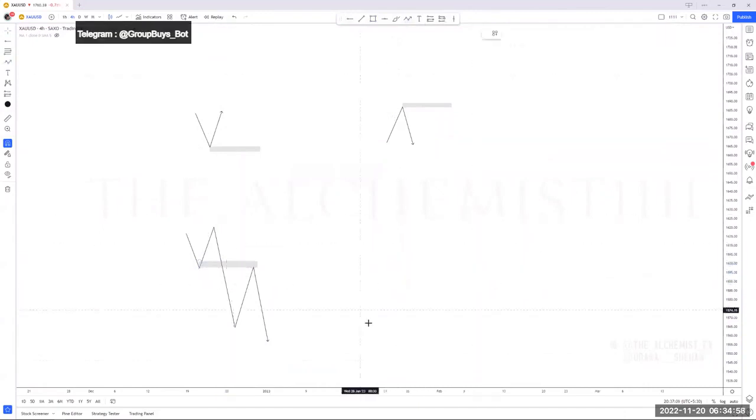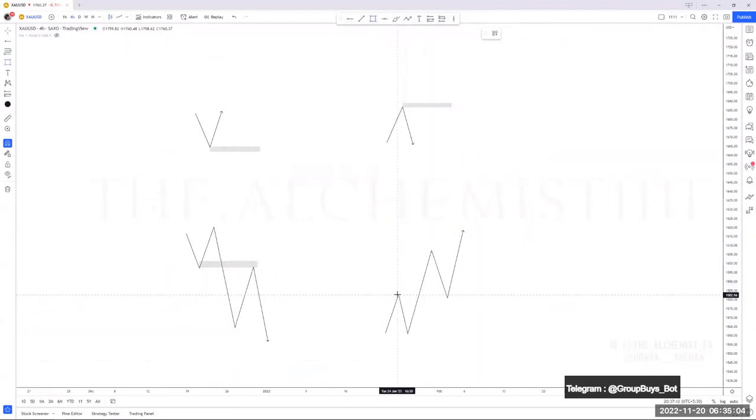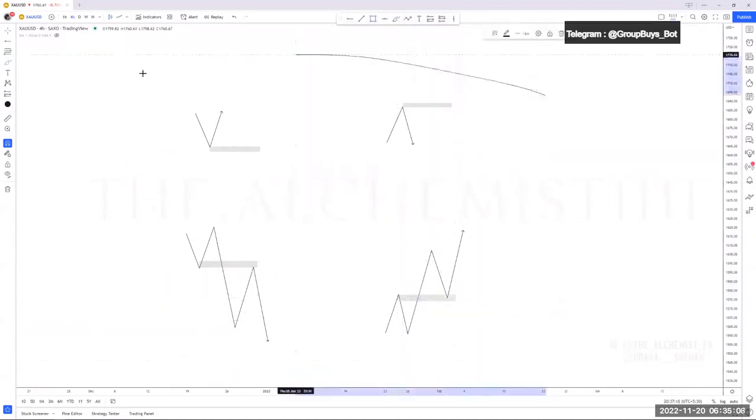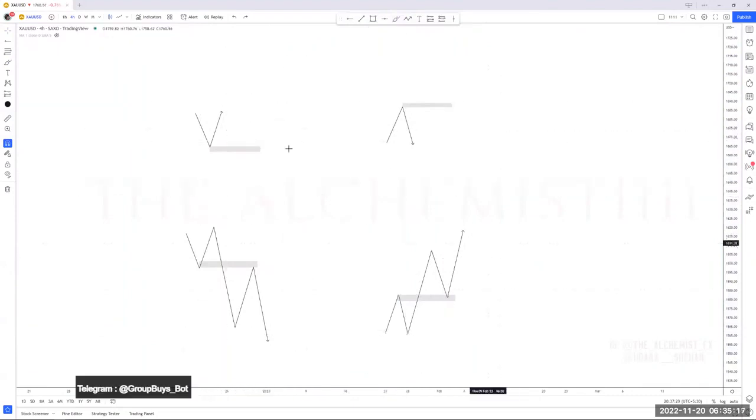If a resistance breaks, it will turn into support once again. So these areas can also be used as POIs, or as key levels. So remember, these are the only ones actually, the major ones. There are more, I'll show you. So these are the major types of key levels or POIs that we use.